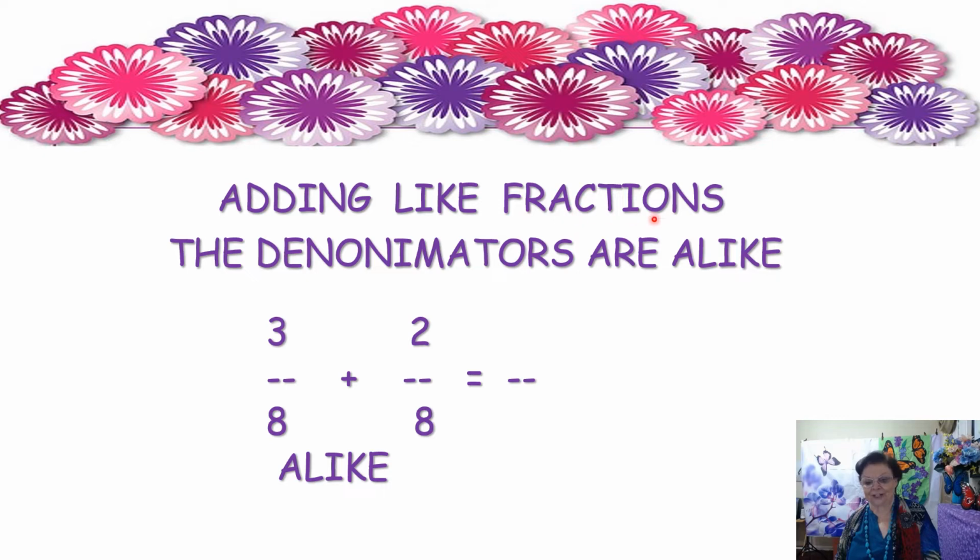Adding like fractions. If the denominators are alike, that's why we call them like fractions. When you are adding like fractions, you keep the same denominator and you just add the numerators. 3 plus 2 is 5, and there's your answer. If the denominators are alike, you just keep that denominator and add up the numerators.